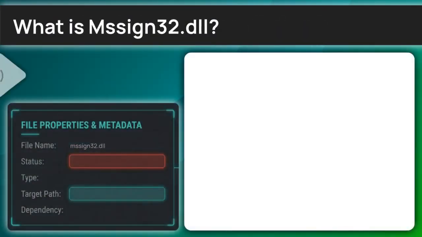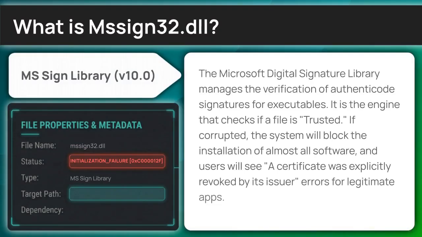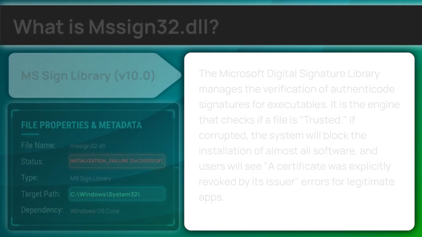This is the Microsoft Digital Signature 32. It manages the verification of Authenticode signatures for executables. It is the engine that checks if a file is trusted. If corrupted, the system will block the installation of almost all software, and users will see a "certificate was explicitly revoked by its issuer" error for legitimate apps. With the why out of the way, let's focus on getting you running again.